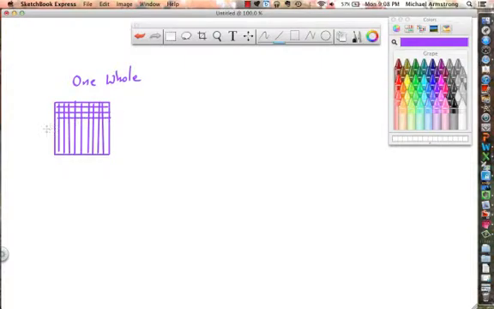There's 3, 4, 5, 6, 7, 8, and then the last one's got to be kind of small, 9, 10. So this is like 100 hundredths. 100 per 100 is 100%. So this is everything.